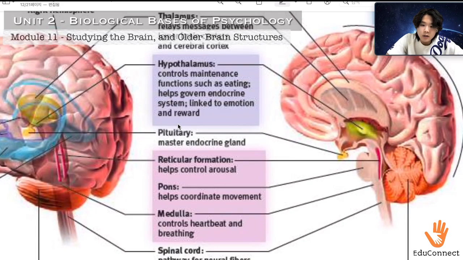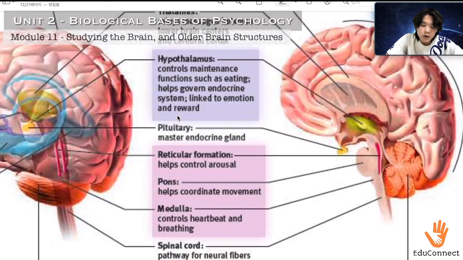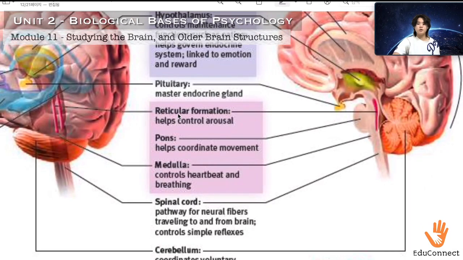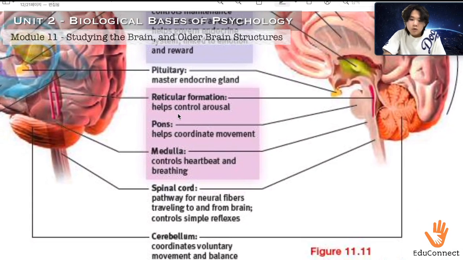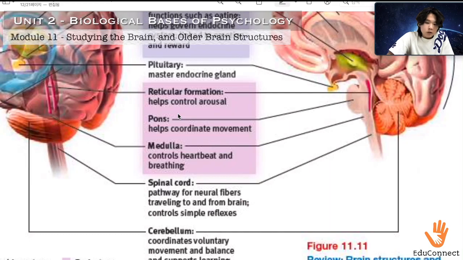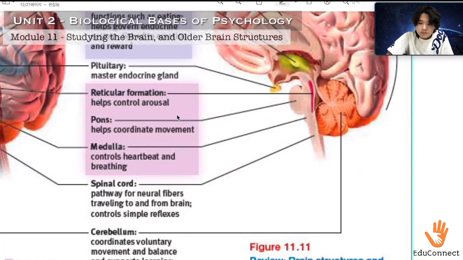The pituitary gland is the master endocrine gland. The reticular formation helps control arousal. The pons helps coordinate movement. The medulla controls heartbeat and breathing. The spinal cord is the pathway for neural fibers traveling to and from the brain, and controls simple reflexes. The cerebellum coordinates voluntary movement and balance and supports learning and memories of such.